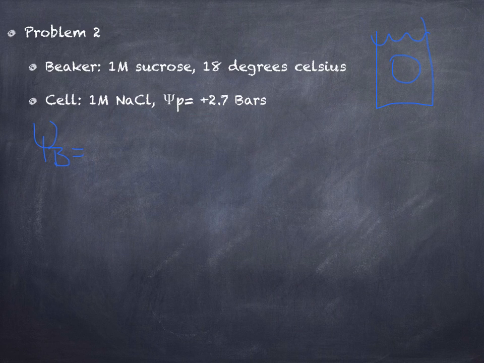So our solute potential is equal to the negative iCRT, so negative: ionization constant is 1, concentration is 1 molar. The R value, of course, 0.0831 bar liter per mole Kelvin, times our temperature in Kelvin, which is 291 Kelvin. Okay, so our water potential for our beaker then is equal to negative 24.18 bars.